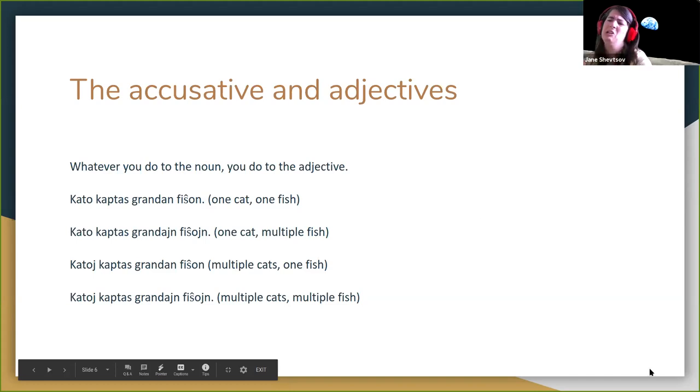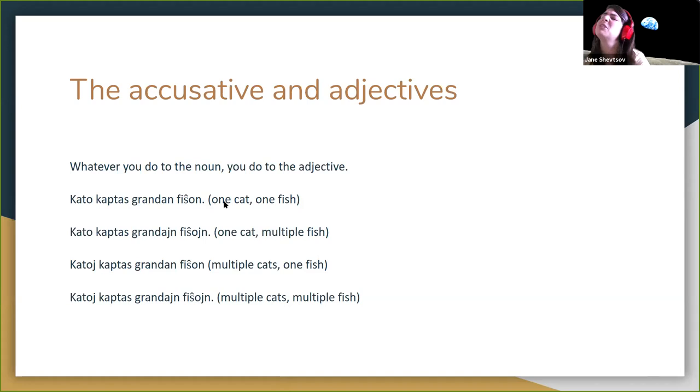Now, here we have a basic sentence. Kato kaptas grandan fishon. What does that mean? A cat catches a large fish. Perfect. A cat catches a large fish. Now, somebody else. How about the second sentence? A cat captures a bunch of fish. A bunch of large fish, yes. Multiple fish. Multiple big fish. Many fishes.